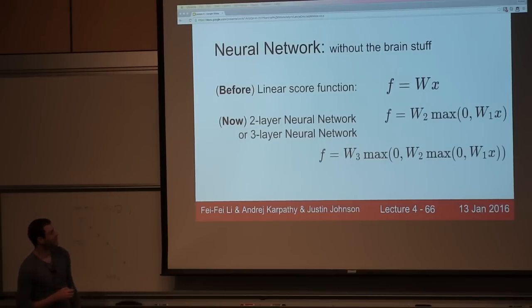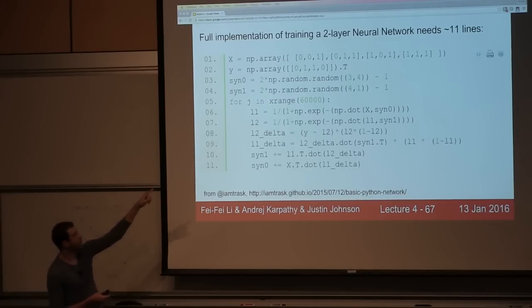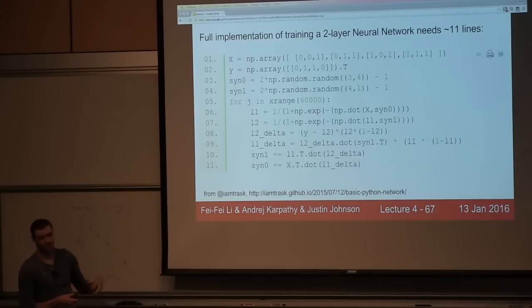Now, one other slide I wanted to flash is that training a 2-layer neural network is actually quite simple when it comes down to it. This is a slide borrowed from a blog post I found. Roughly 11 lines of Python suffice to implement a 2-layer neural network doing binary classification on, what is this, 2-dimensional data. You have a data matrix X, sorry, it's 3-dimensional, and you have binary labels for Y. And then syn0, syn1 are your weight matrices, weight 1, weight 2. I think they're called syn for synapse, but I'm not sure.